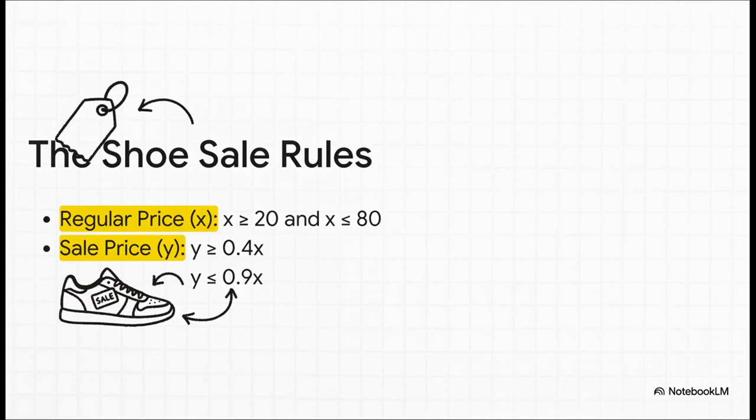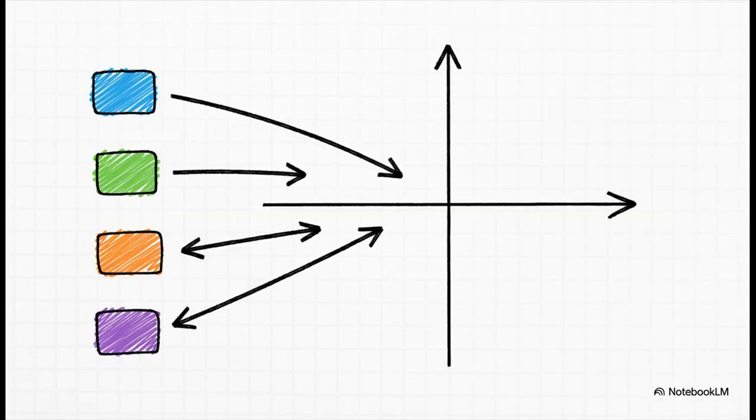Now, the discount part is a little tricky. It says 10 to 60% off. Well, if you get 10% off, you're paying 90% of the price. If you get 60% off, you're paying 40%. So that means the final price y has to be somewhere between 40% and 90% of the original price x. Okay, there we have it, 4 rules.